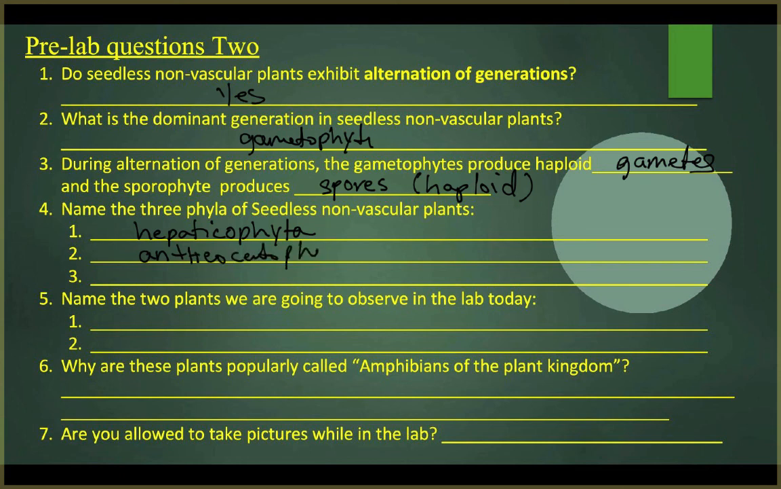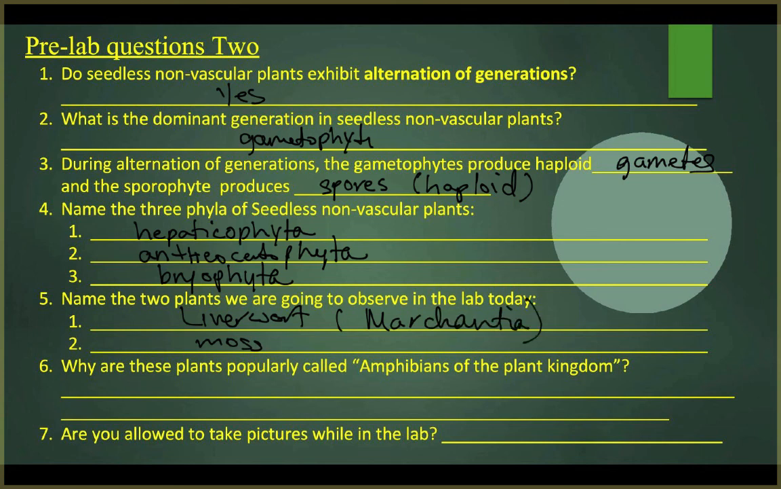Anthocerophyta, and the Bryophyta, which is our moss. So what are the two that we're looking at today? Liverwort and the moss. And the liverwort type that we're doing is Marchantia.